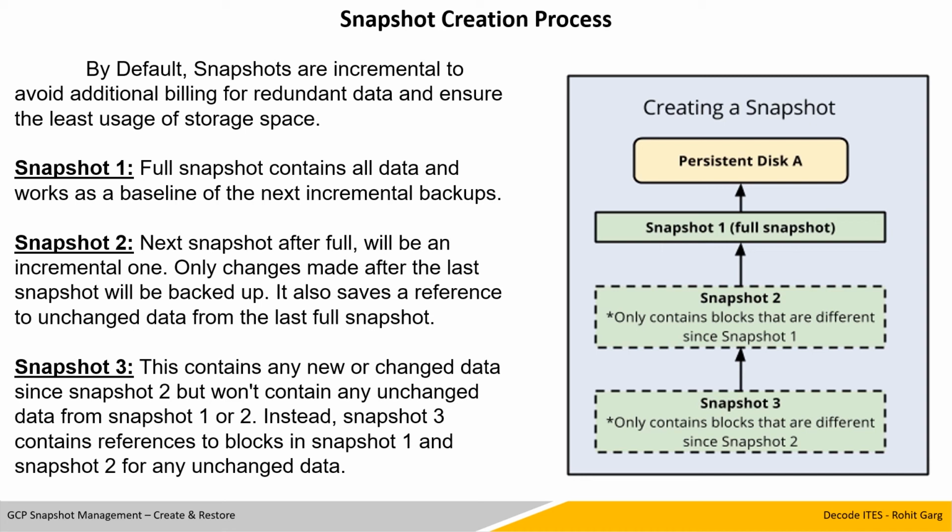Snapshot 3. All further snapshots after snapshot 2 contain any new or changed data since snapshot 2, but won't contain any unchanged data from snapshot 1 or 2. Instead, snapshot 3 contains references to blocks in snapshot 1 and 2 for unchanged data. And this chain continues. In snapshot 4, it will check for the things which are not changed after snapshot 3, take the backup of only changed data, and create pointers to snapshots 1, 2, 3.